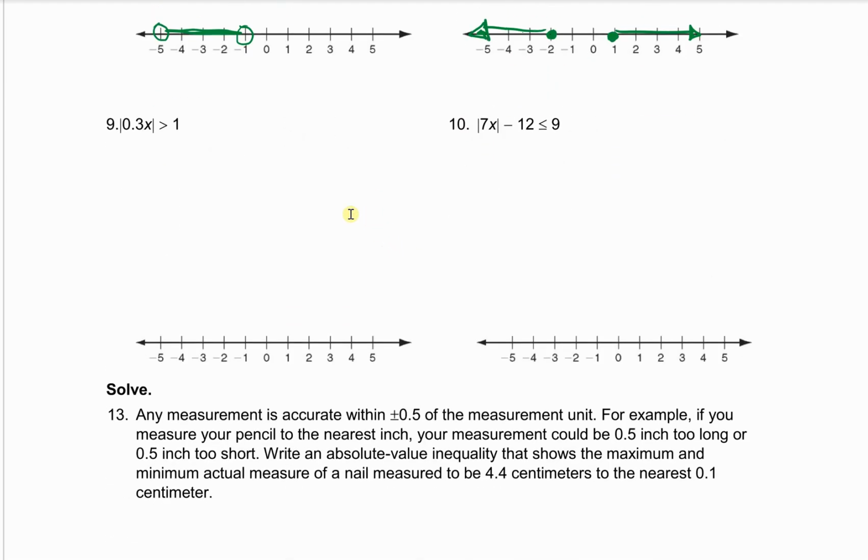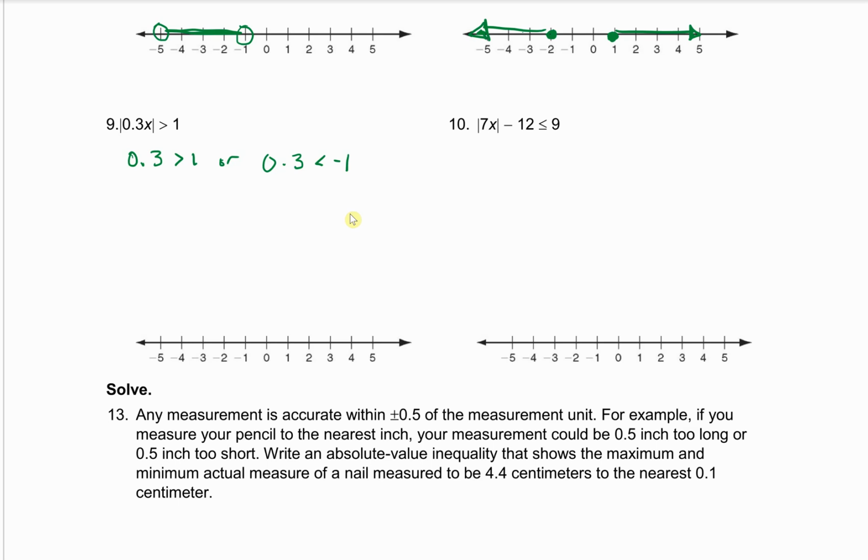Let's do 2 more. 0.3x greater than 1. All right, so that means that 0.3x is greater than 1, or 0.3x is less than negative 1. I'm going to divide by 0.3.